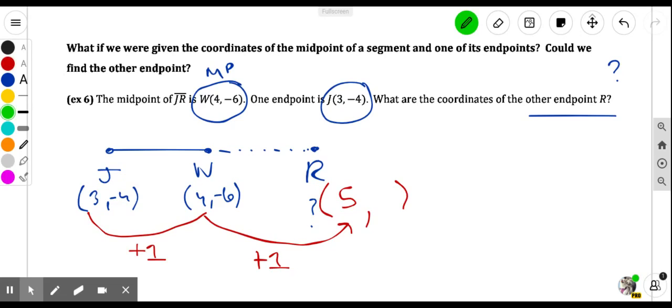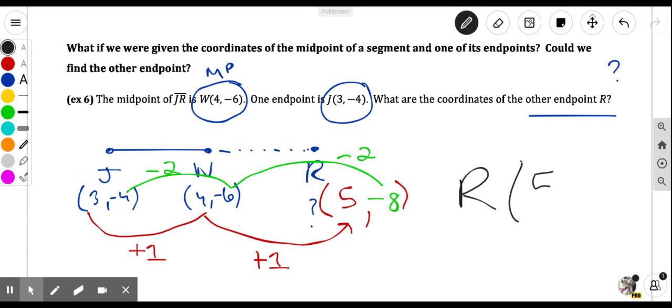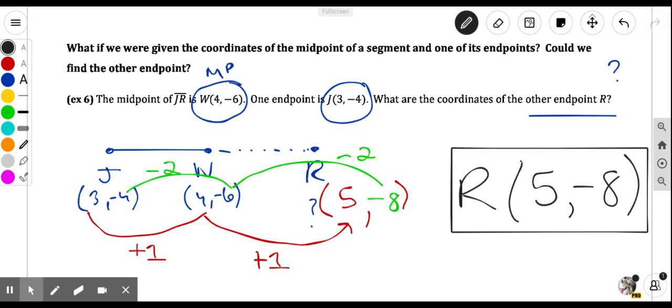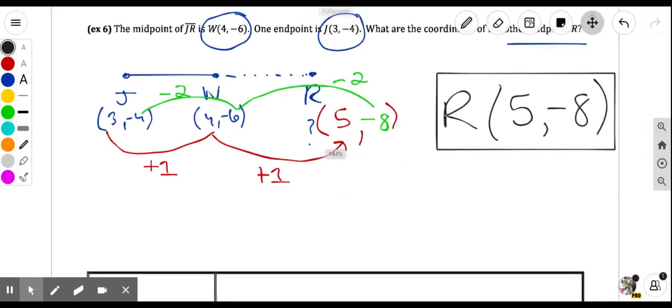It's going to be the same thing with the y values. So from negative 4 to negative 6, how do I get from negative 4 to negative 6? You subtract 2, right? So now from negative 6 to this one, we're also going to subtract 2. So negative 6 minus 2 is going to be negative 8. So that means your final answer here is that R is at 5, negative 8. And if we were to plot these on the coordinate plane, you would see that it is in fact in the center.